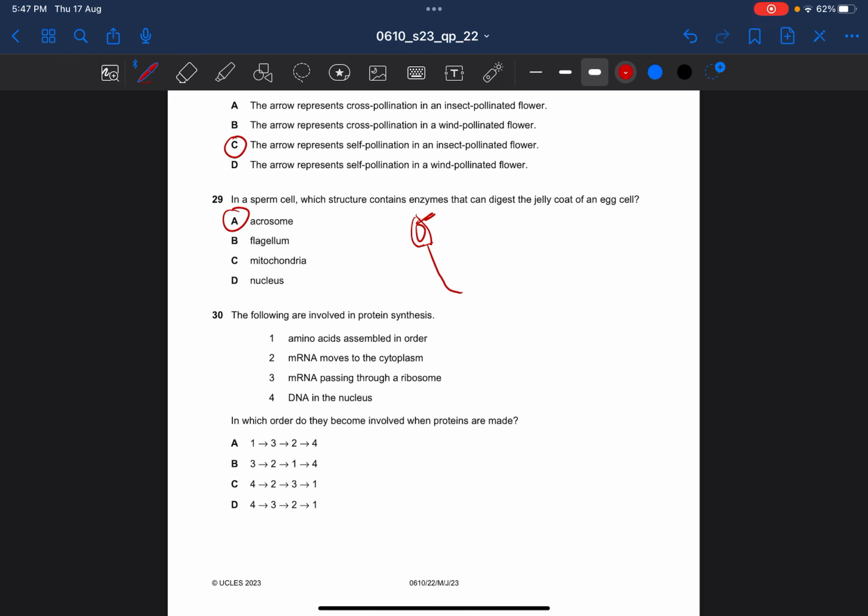So first thing is about the DNA in the nucleus, then the mRNA moves to the cytoplasm, then passes through the ribosome, then the amino acids are assembled according to order. So the answer is C.